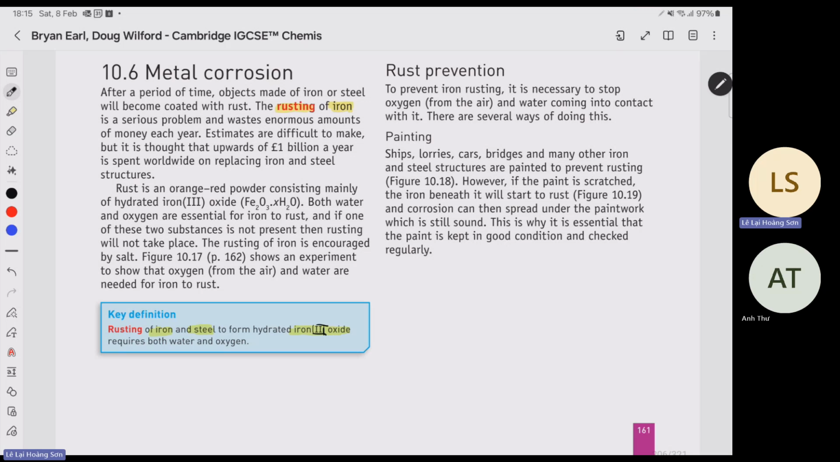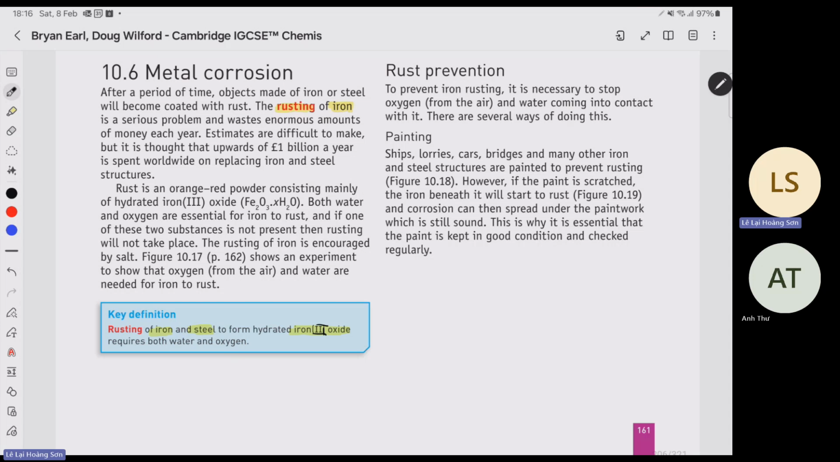Because you keep having the same reaction, it will make flaky layers of rusting, and that layer will go away, and then the next layer of iron will rust, and then you will lose the metal. So basically, every year we lose a lot of money because of rusting, because you need to replace that part in the machine or something like that.